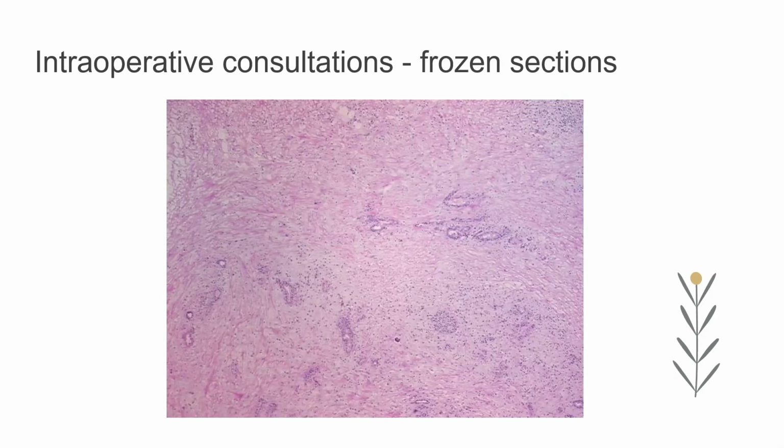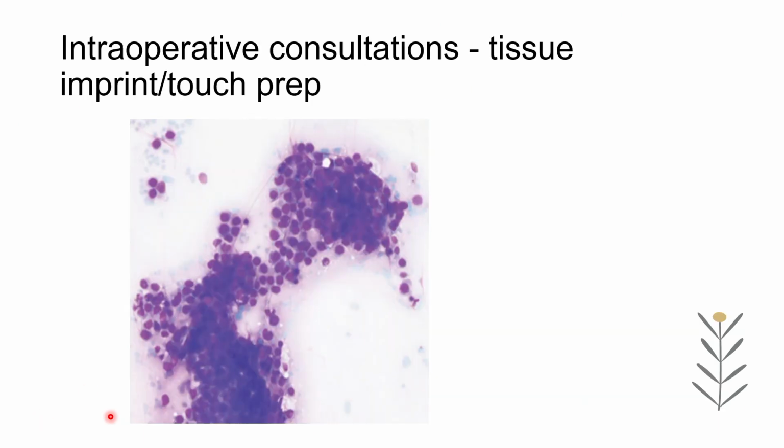So this is a histological frozen section specimen, right? So you can see there, these are the tumor, invasive tumor, right? And this is a touch imprint of a neuroendocrine carcinoma of the pancreas.